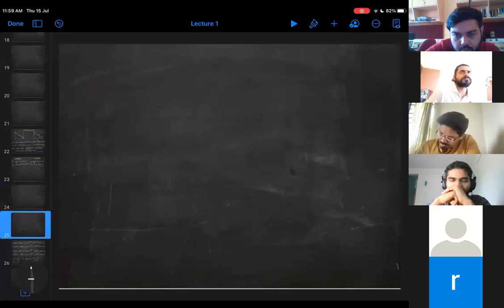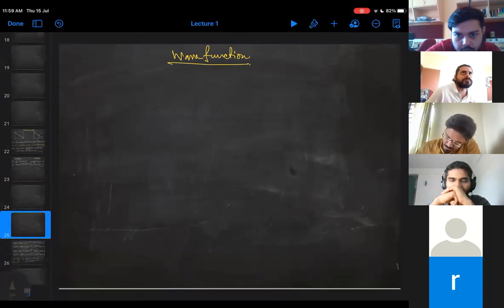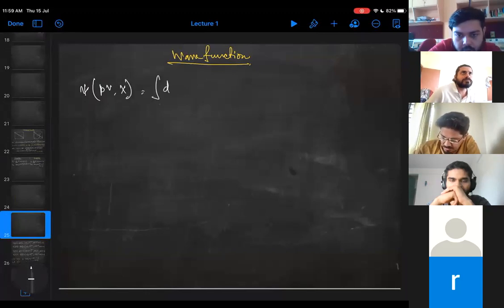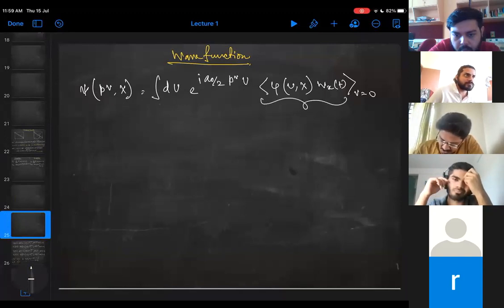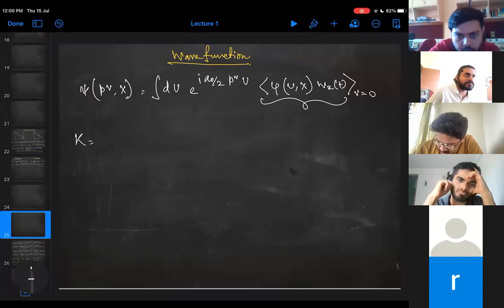Okay. So now I go to this wave function computation. So recall that my wave function was some integral over dv, comma I. This was a Fourier transform of some bulk to boundary propagators, right? Times u phi x comma x, w plus small x, t equal to zero, right? So now the bulk to boundary propagator is simply given by this formula.